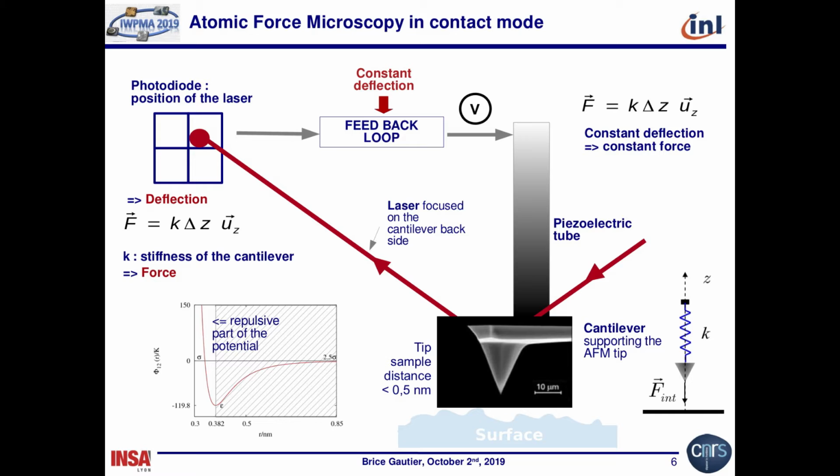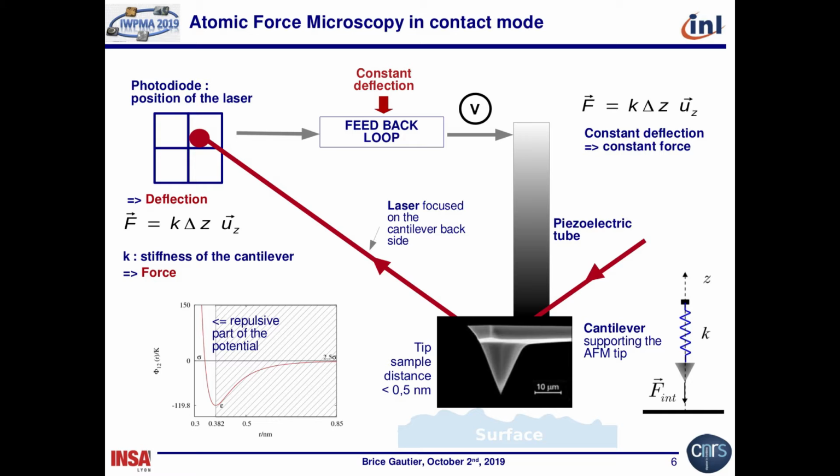So in this mode, all you have to do is to approach until the tip touches the surface. So you are in the repulsive part of the potential there. And the whole thing behaves like a spring with a certain stiffness K there. If you want to measure, you cannot measure the current anymore. So you have to measure the force.